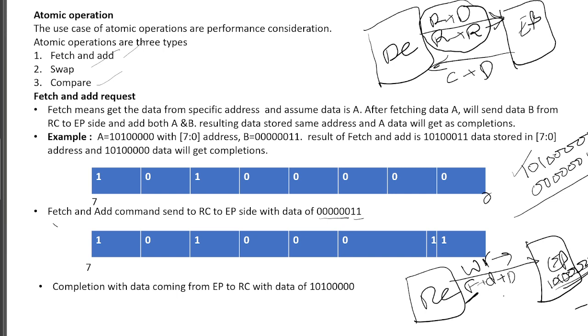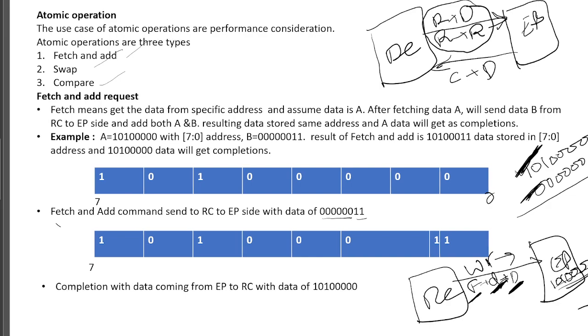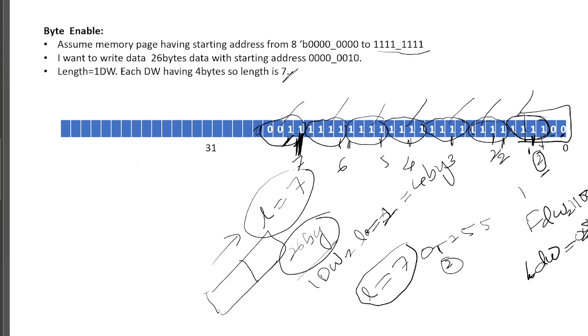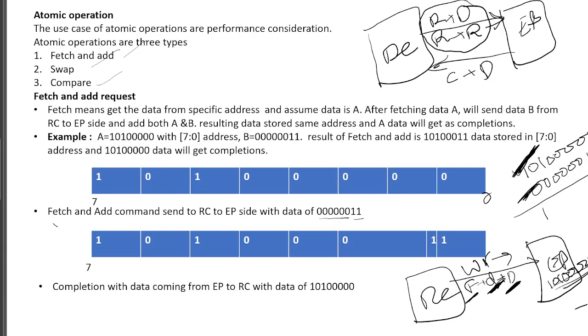This is the fetch command. Then what you have to do is add. What to add? The data we are sending from the RC to the EP side is added to whatever data exists on the EP side. This is the fetched data you got, and this is the data you are sending from the RC to the EP side. Add means an addition operation is performed. What is the resulting data? 1010011, this is the resulting data you will get.